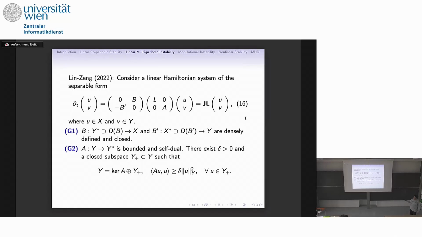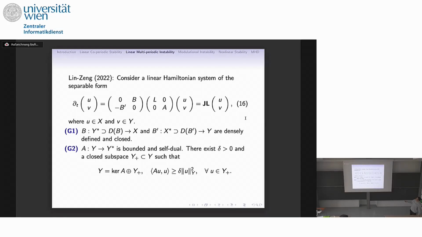this sort of abstract setting when we looked at the stability theory for non-rotating stars of the Euler-Poisson system. So we have this separable Hamiltonian form, and we assume a few things. First, the quadratic form of L only has finitely many negative directions, and A, you can think of A as positive to be simple. Then B can be quite an arbitrary densely defined closed operator.